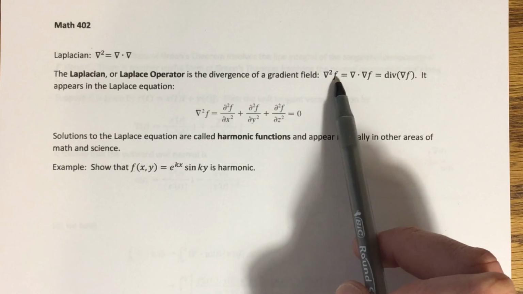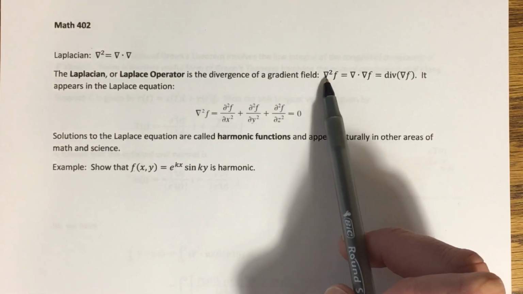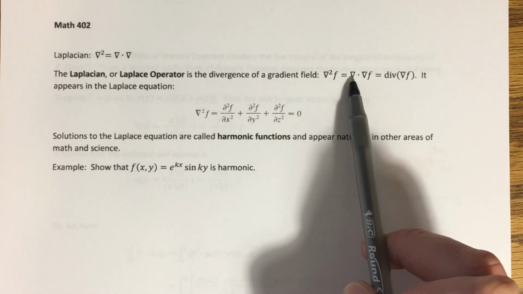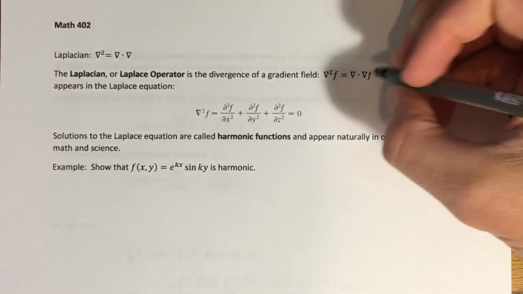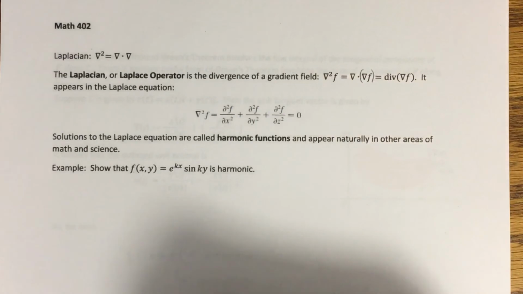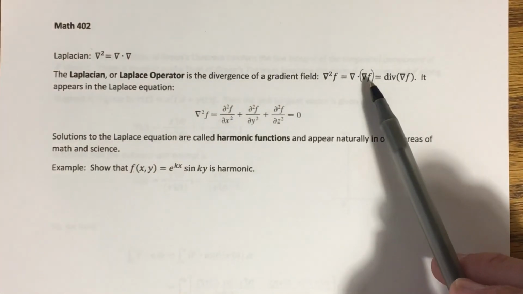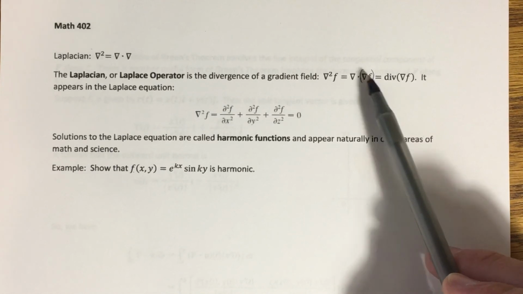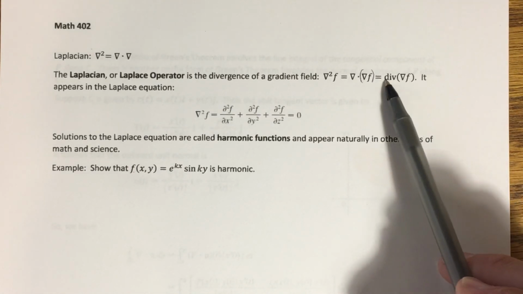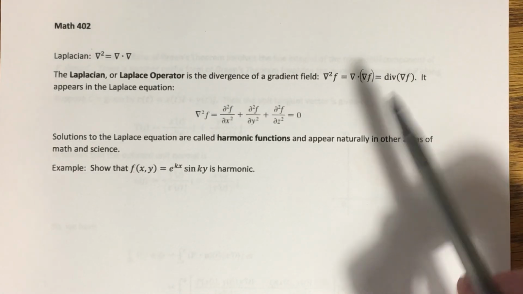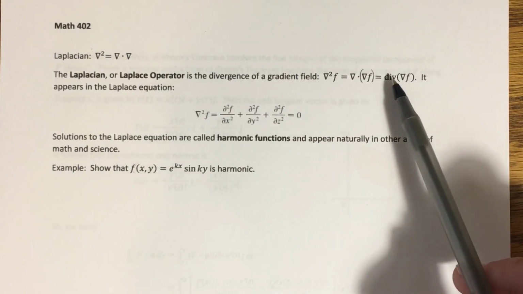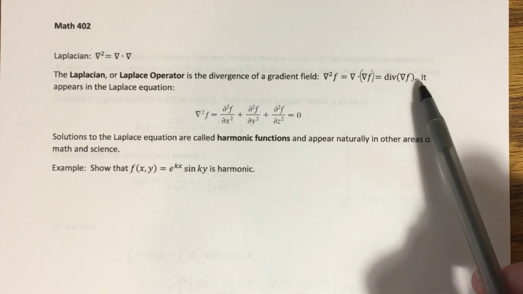You apply it to a scalar field in the same way that you apply del to a scalar field for a gradient. Del squared of f is the same thing as del dot del of f, and we think of this as being in parentheses right here. Del f is the gradient of f, and so del dot del f is the divergence of the gradient of f. That's what the Laplacian does. It takes the divergence of the gradient of a function f.